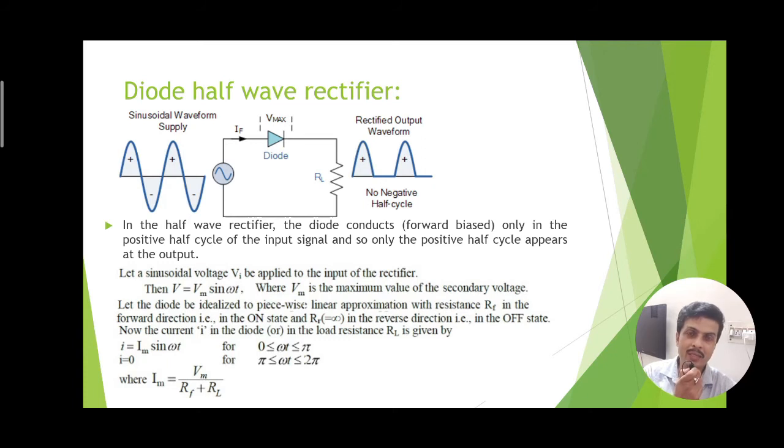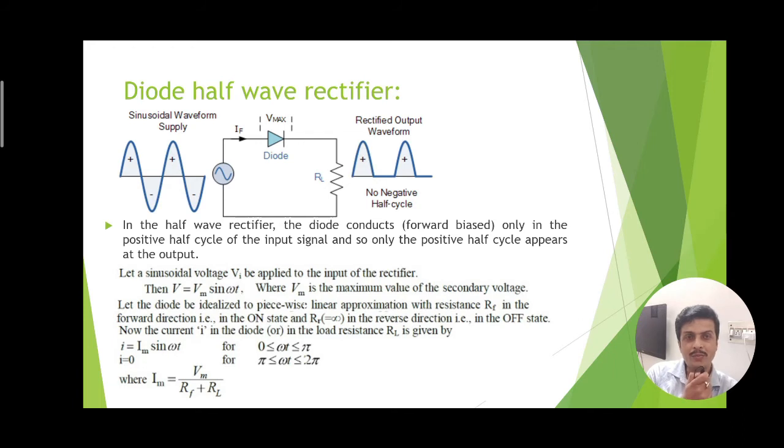But when there is a falling waveform, that means when there is a negative sweep present in the AC waveform, the diode is reverse biased, therefore the diode will be switched off. So at the output of the basic half wave rectifier, we are getting the positive half cycle of the incoming signal, and there is no negative half cycle. So in the half wave rectifier, the diode conducts or is forward biased only in the positive half of the cycle of the input signal, and so only the positive half cycle appears at the output.